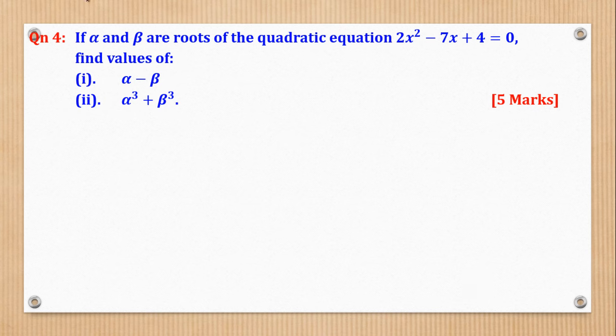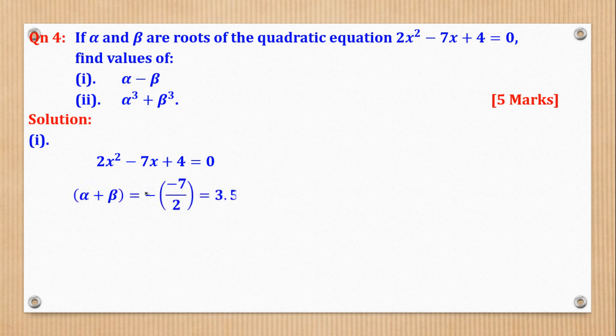Question four came from roots of quadratic equations and says, if alpha and beta are roots of the quadratic equation, this, find the values of alpha minus beta, then alpha cubed plus beta cubed. Let's start with Roman 1. For Roman 1, that's the equation we have, meaning that the sum of roots will be negative of this divided by this to give you 3.5. Product of roots will be this divided by this to give you 2.